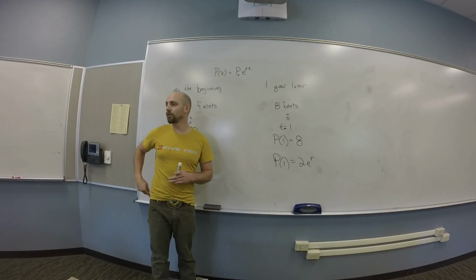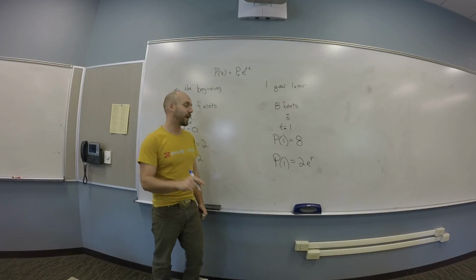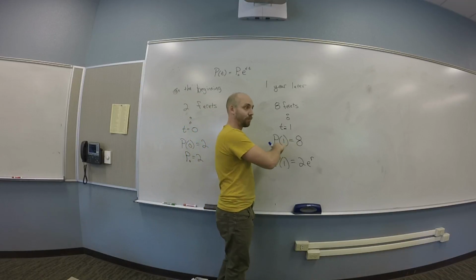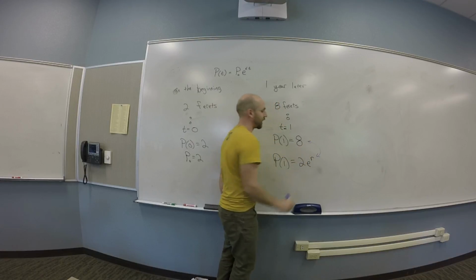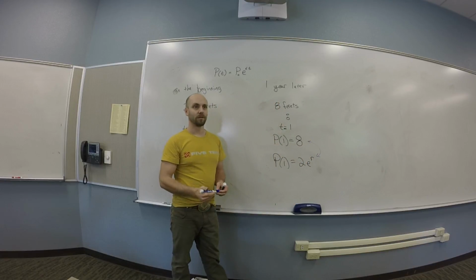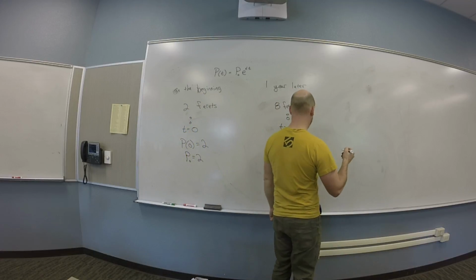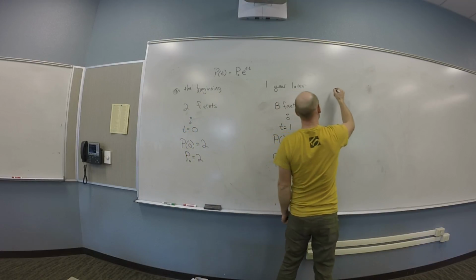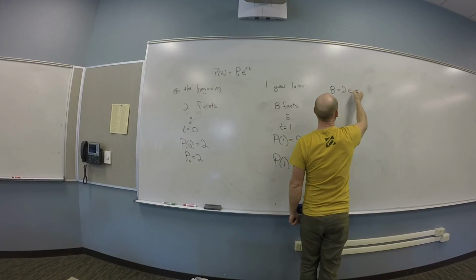Okay, and then this is a crucial step about population models. On the one hand, they told me what P of 1 was, and on the other hand, the model told me what P of 1 was. So these two values should be the same, right? So 8 is 2e to the r.